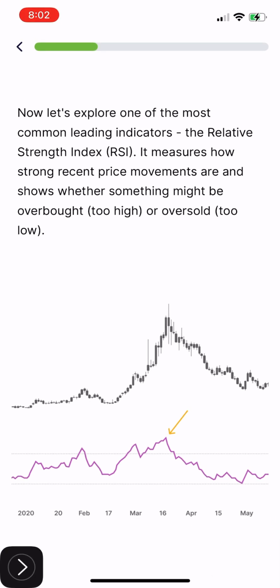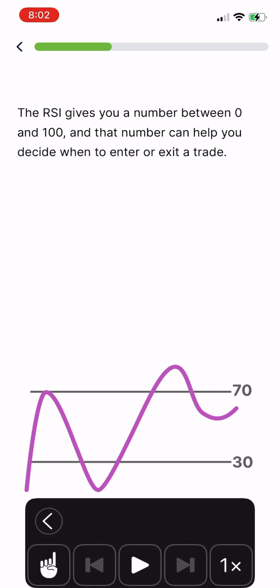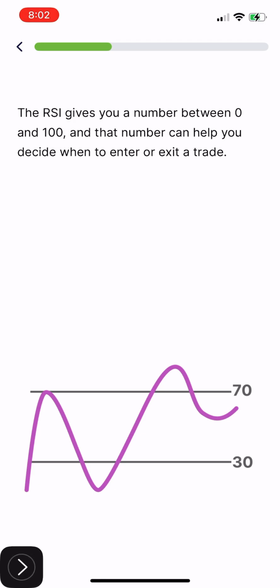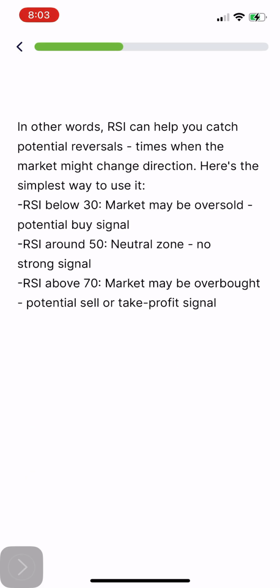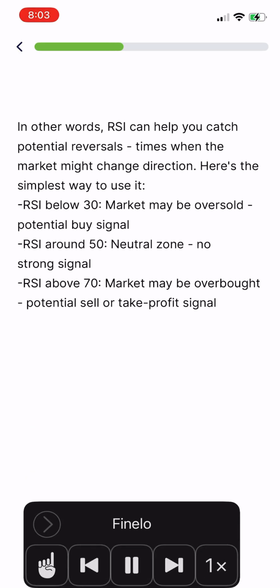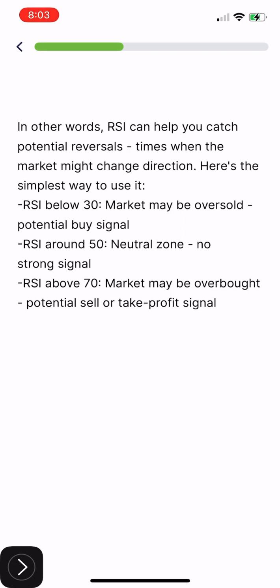Now let's explore one of the most common leading indicators, the Relative Strength Index, RSI. It measures how strong recent price movements are and shows whether something might be overbought, too high, or oversold, too low. The RSI gives you a number between 0 and 100, and that number can help you decide when to enter or exit a trade. In other words, RSI can help you catch potential reversals, times when the market might change direction.